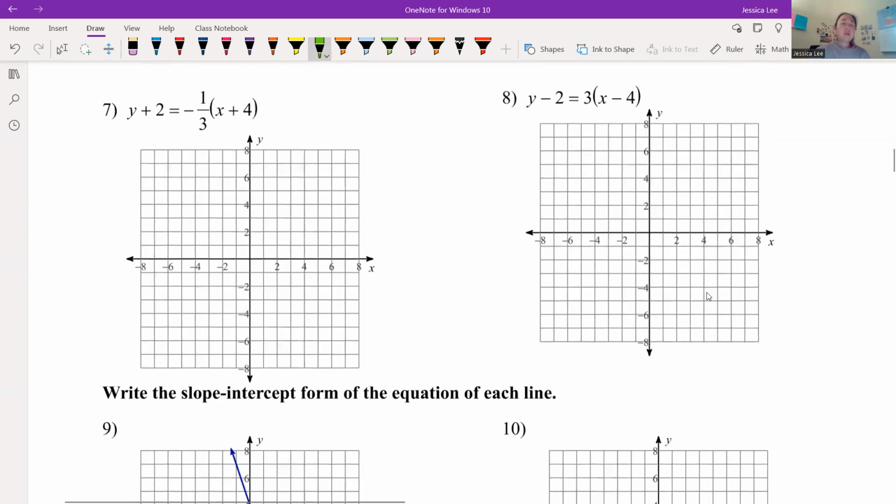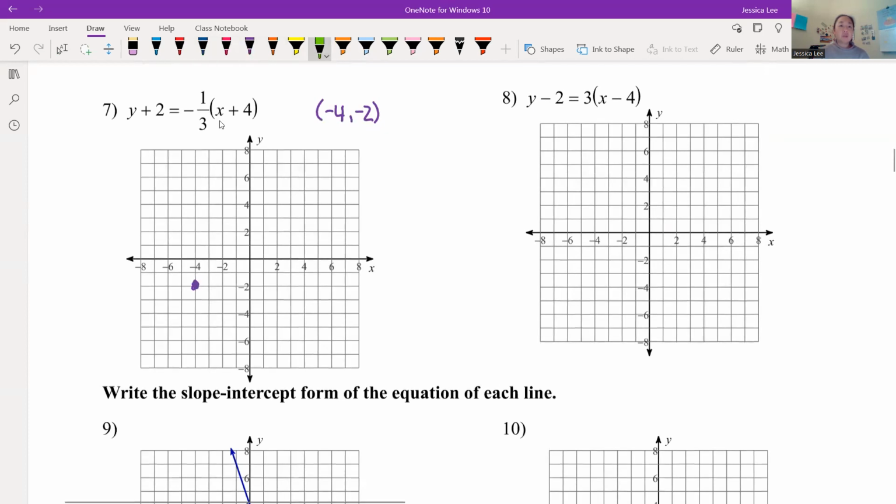All right, already on to number 7. Okay, so we're going to find our point again. So our x, remember this is a +4, so our x coordinate is -4. Our y coordinate is +2. Oh, this is +2. So our y coordinate would be -2. So we have -4, -2. That's going to be the point.